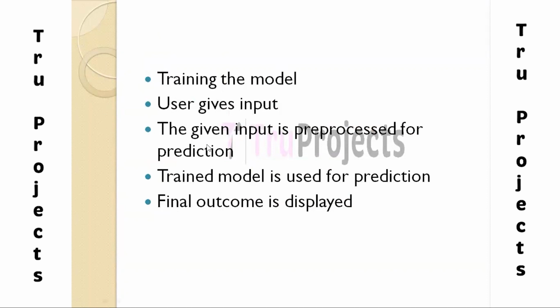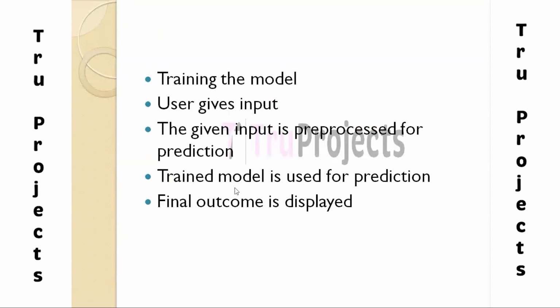And the eighth one is the given input is pre-processed for prediction. The user-provided erythrocyte image is pre-processed before being fed into the trained model for prediction. The pre-processing ensures that the input image is in a suitable format for the model to make an accurate prediction.